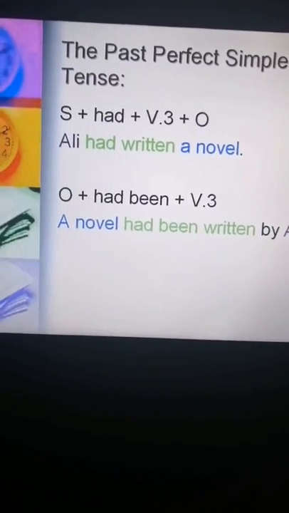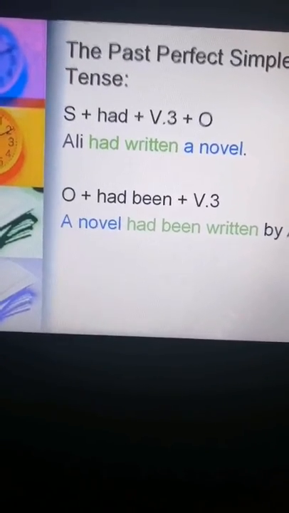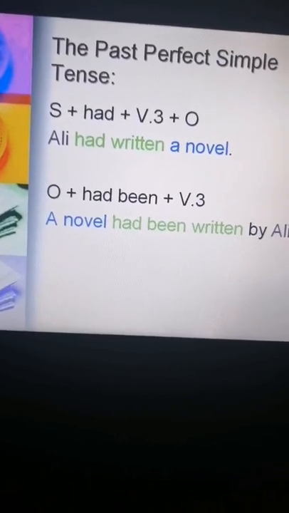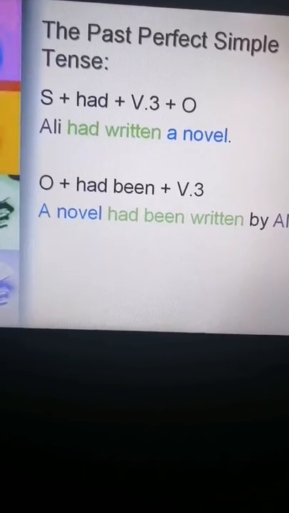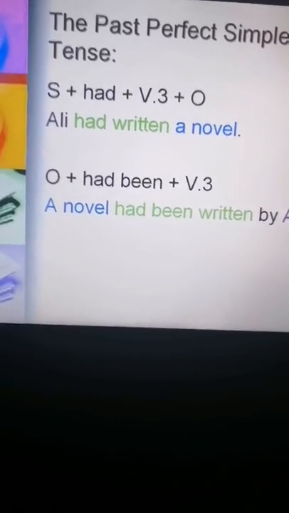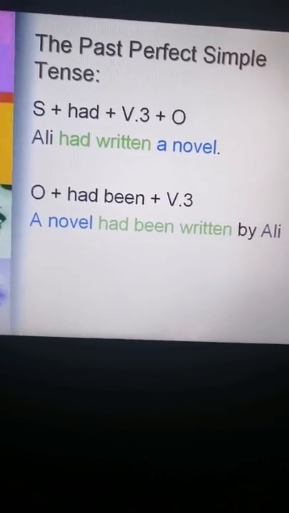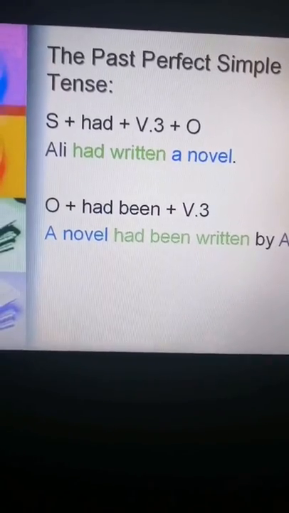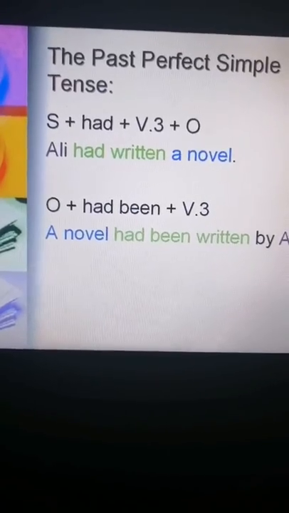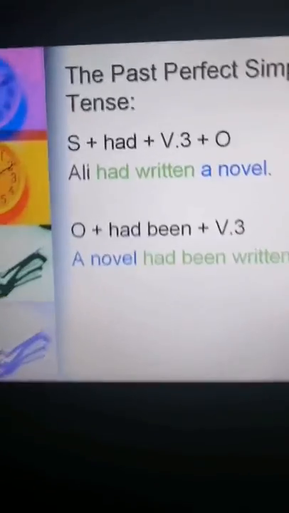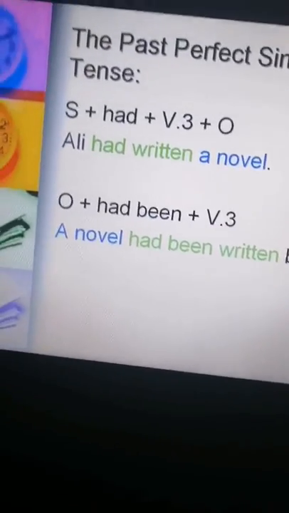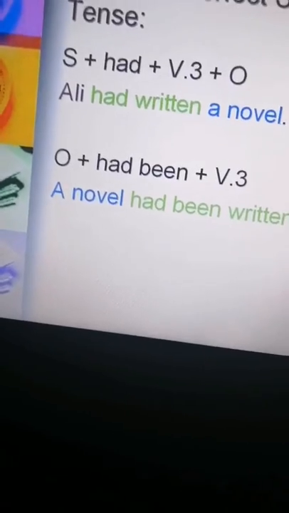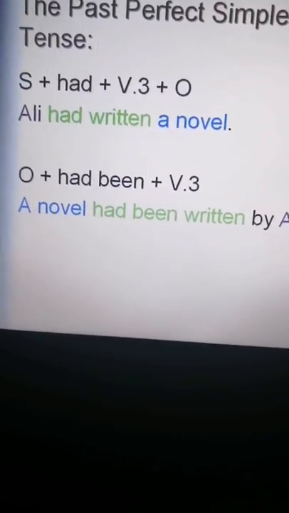The past perfect simple tense. So here you should keep by heart how we change each tense into passive voice. The past perfect simple tense. We have subject, had, verb 3, and object. Ali had written a novel. We change it into passive by putting the object at the beginning of the sentence, had been plus verb 3. So a novel had been written by Ali.